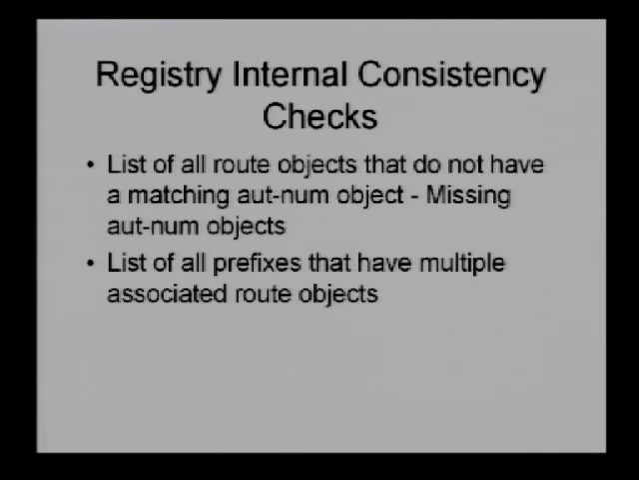Another example of an internal consistency check that we do is we generate lists of all prefixes that have multiple route objects. Now, this may be something that you intended, but more than likely you probably didn't. And we give the user the option of going ahead and deleting the redundant route object.